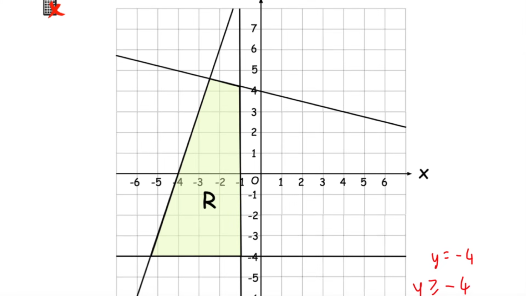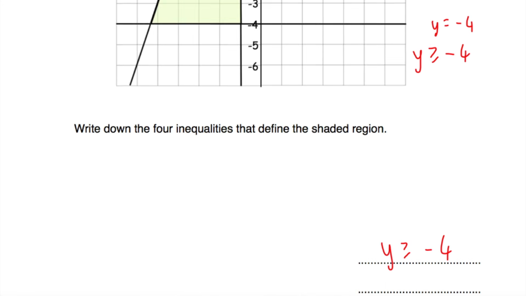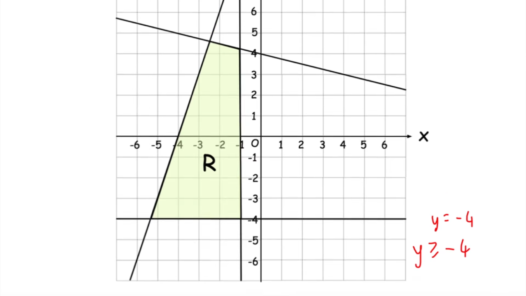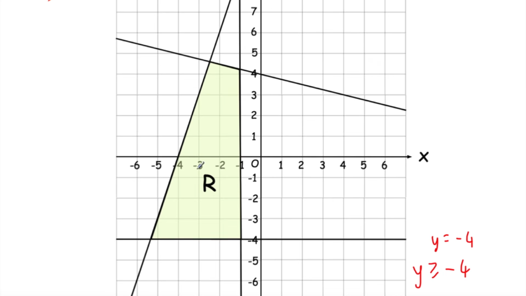Now let's do the vertical line. That one's going to be quite easy as well. It's a vertical line that passes through the x-axis at -1. So it's going to be x equals -1. That's the equation of that line. And it's to the left of it, so it's less than or equal to -1. So it's going to be that x is less than or equal to -1 because it's to the left of that vertical line. So it's everything to the left of it, so it's going to be less than or equal to -1. And because it's a solid line, that's why it's equal to.